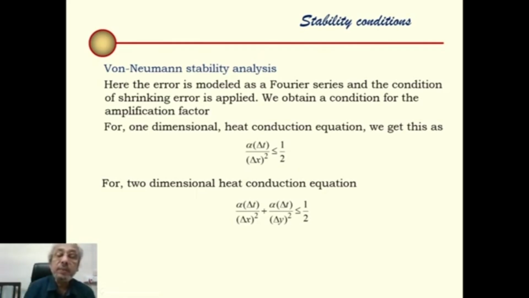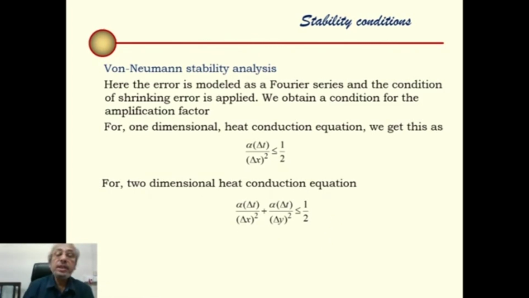This von Neumann stability analysis can easily be extended for the two-dimensional heat conduction equation. You can do it as an exercise. It is a very simple exercise. I will also give indication how to do it in other examples when we will be discussing further. But even now you can do it very easily. If you do it, you will see that the restriction for the two-dimensional heat conduction equation will be alpha delta t by delta x square, alpha delta t by delta y square is less than equal to half.